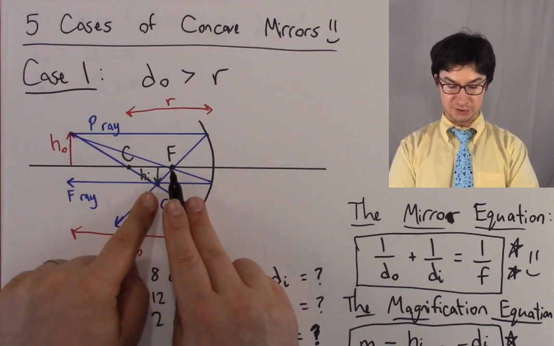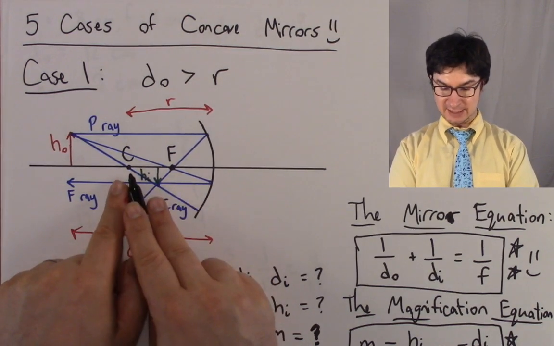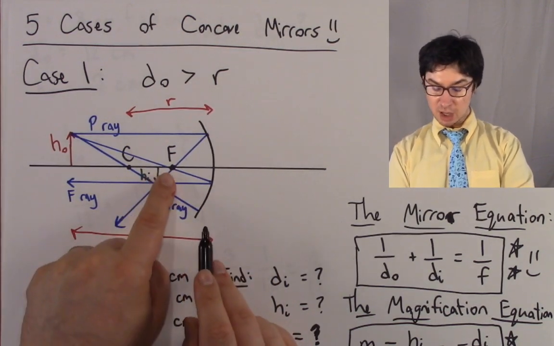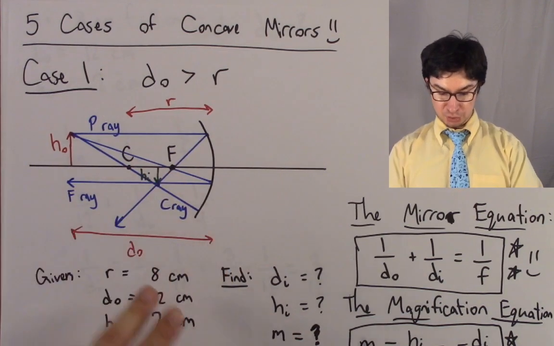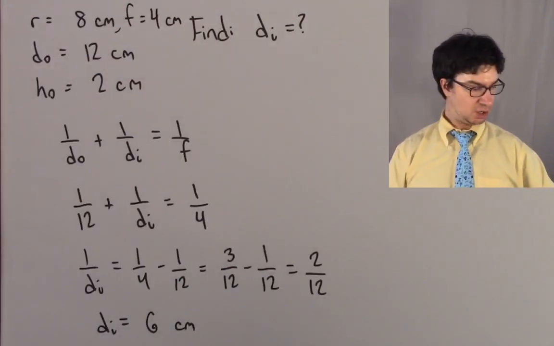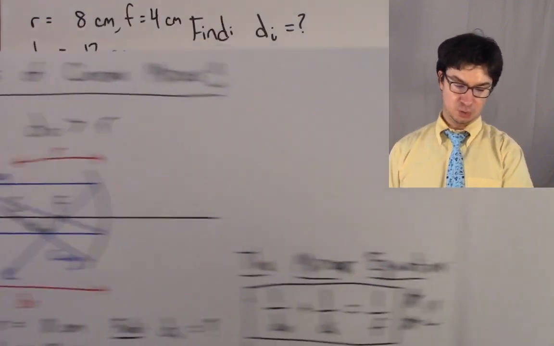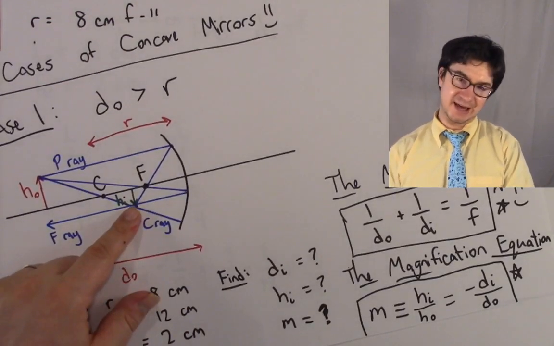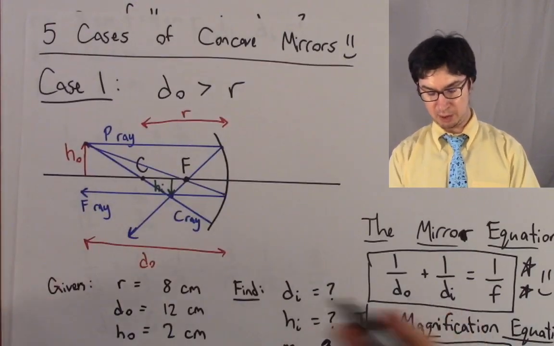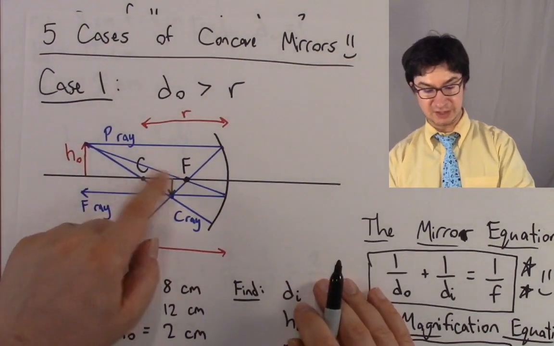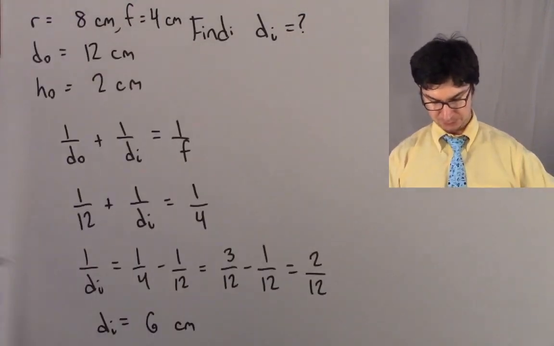I'm sorry, the focal length was 4 centimeters. The center of curvature was 8 centimeters. So is this between 4 and 8? Well, sure, yes. It is actually between 4 and 8. Now, was our diagram perfect? Not exactly, right? We're using marker here. It's not exactly perfect, but we see that it's in the ballpark of where it should be.